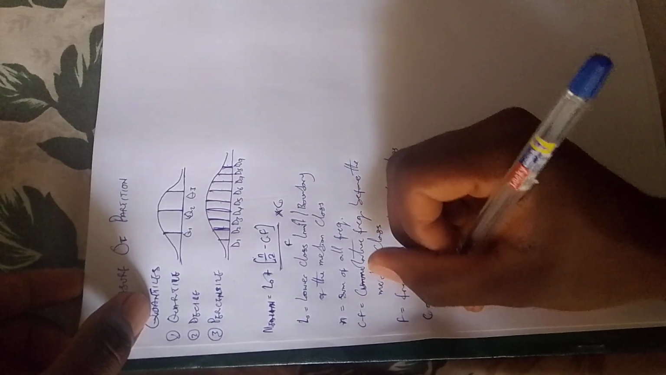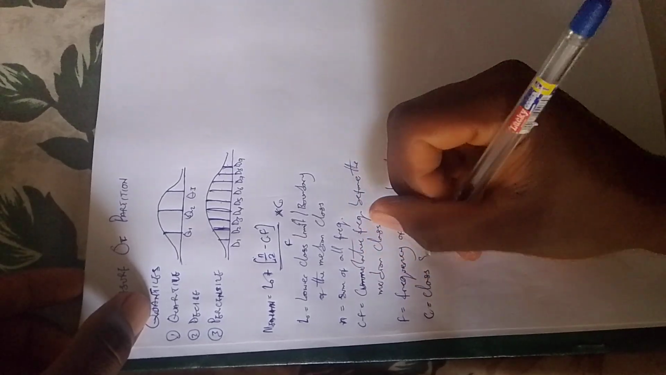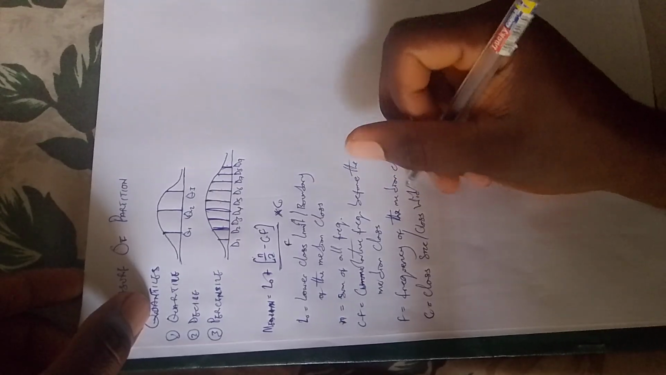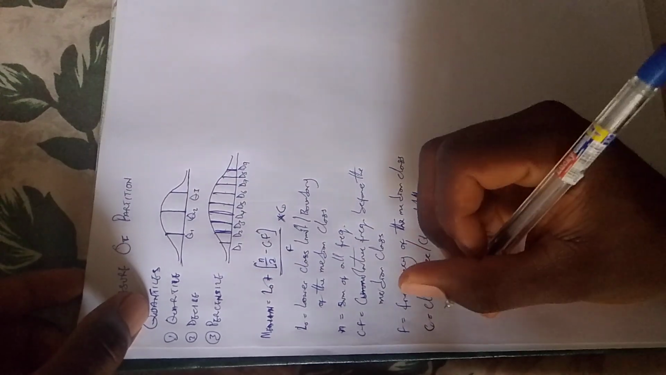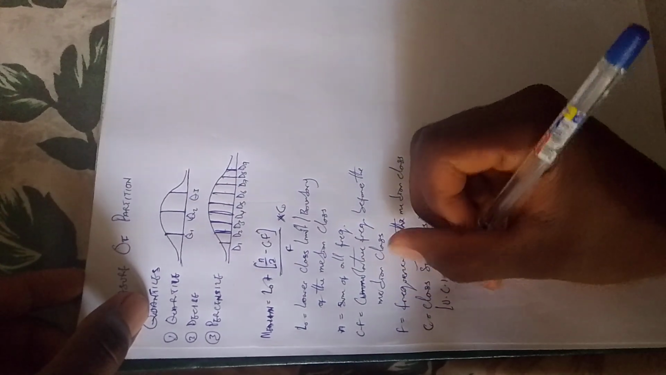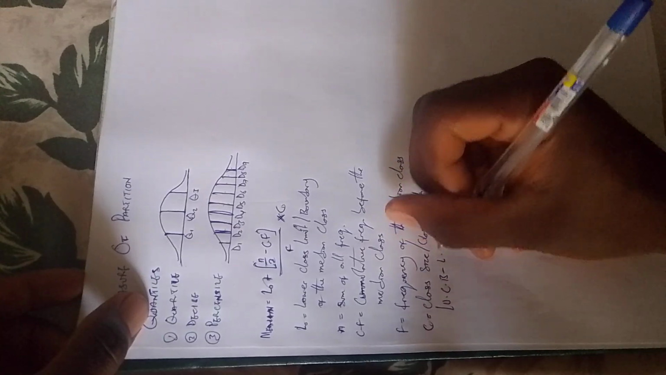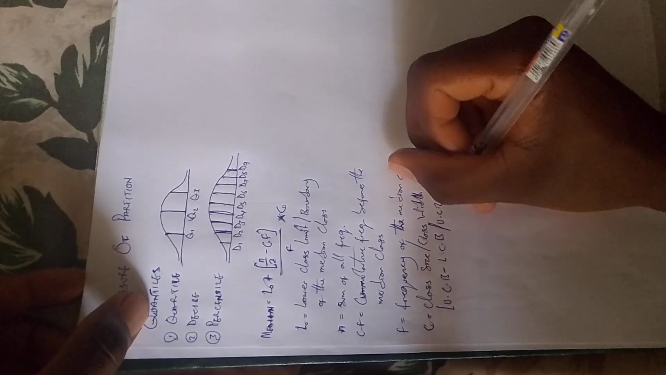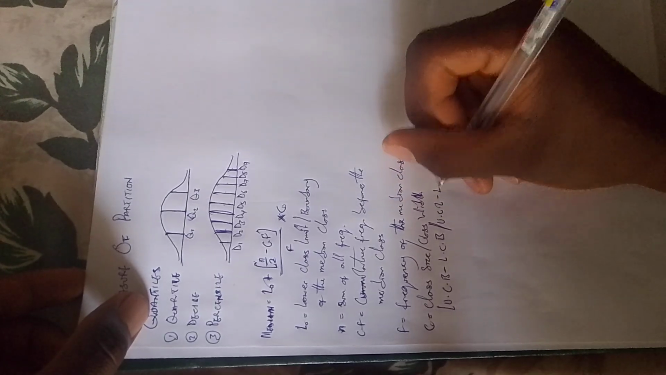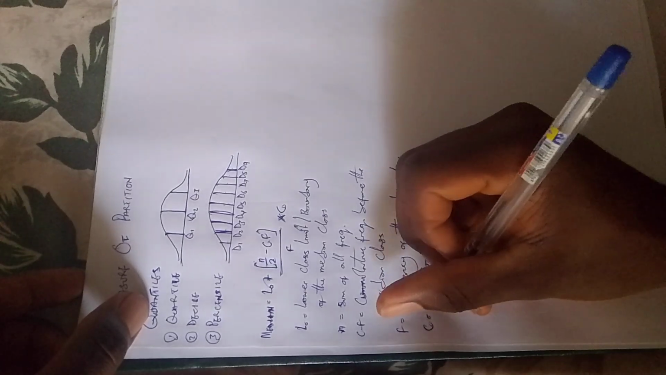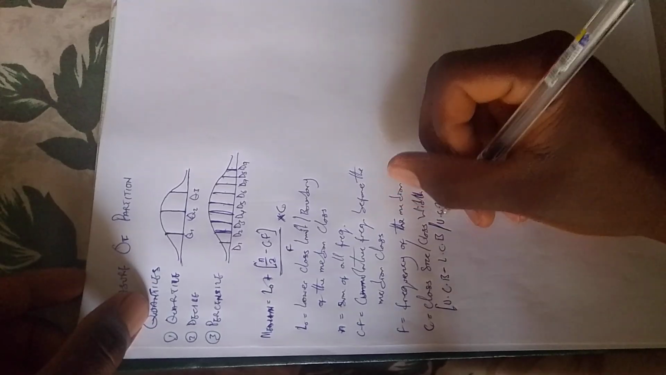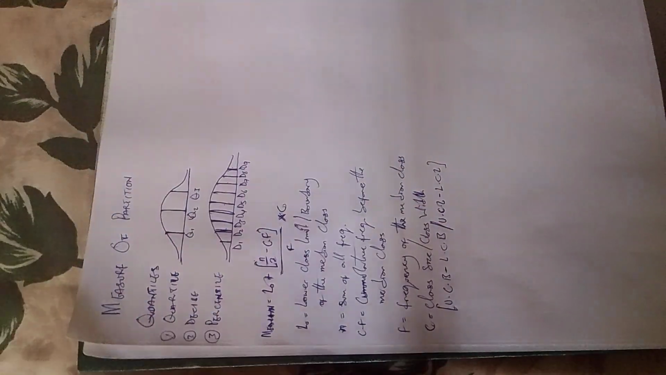Then your c is your class size or class width. I said that this class size or class width is upper class boundary minus what? Lower class boundary. Or you can also say upper class limit minus what? Lower class limit. Upper class boundary minus lower class boundary, or you can say upper class limit minus lower class limit.